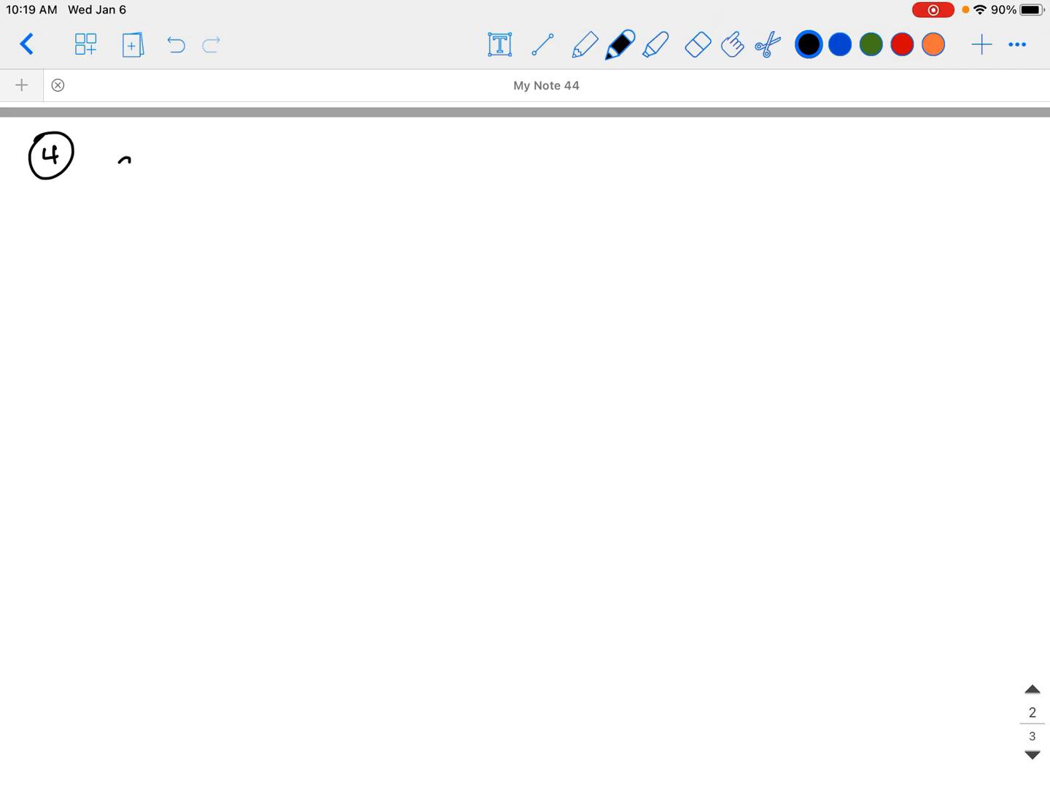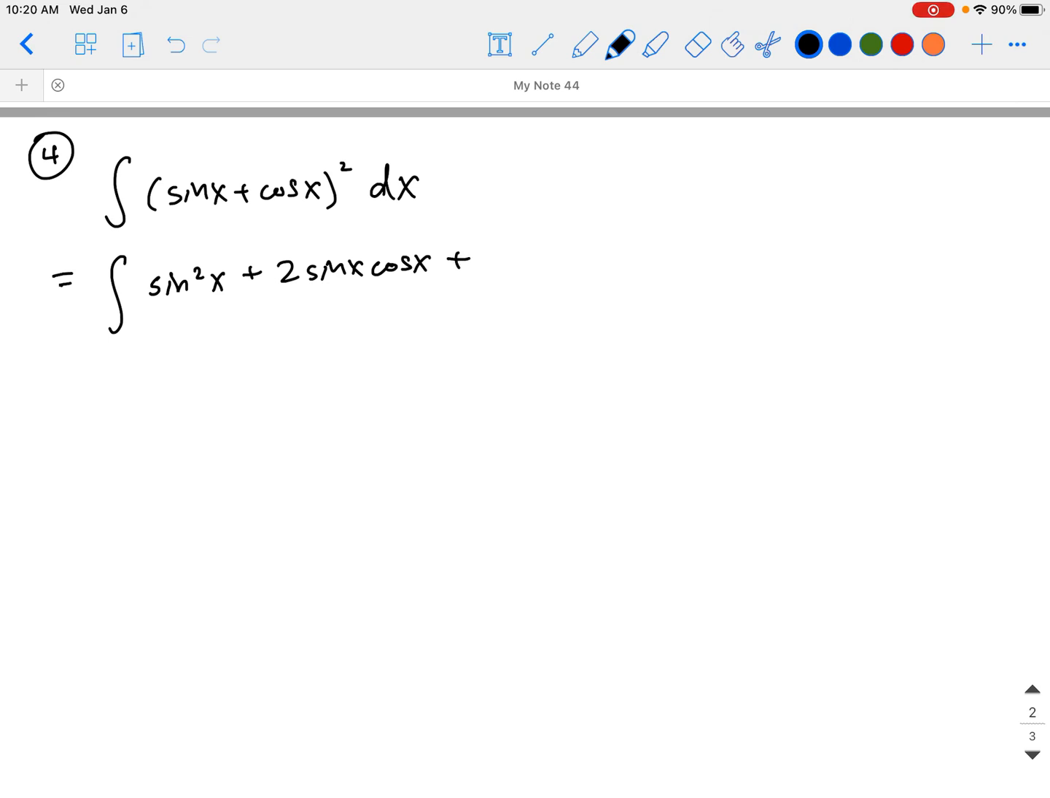So for number 4, let's go ahead and do a trig example. So we'll do the integral of (sine x plus cosine x) squared dx. And this is going to be a simple one where we just expand it out. So go ahead and expand it out and work it out on your own first. So what we should get then is sine squared x plus 2 sine x cosine x plus cosine squared x.